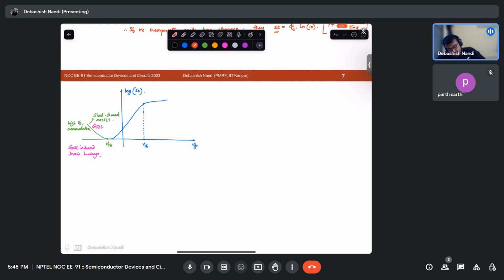So this is without traps, let's say without interface traps. Now if you have interface traps, your SS will be somewhat like this, okay. So it will shift.